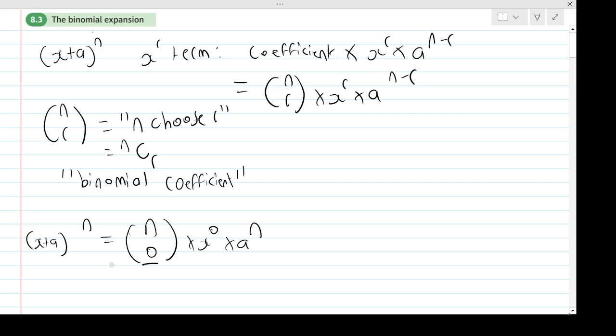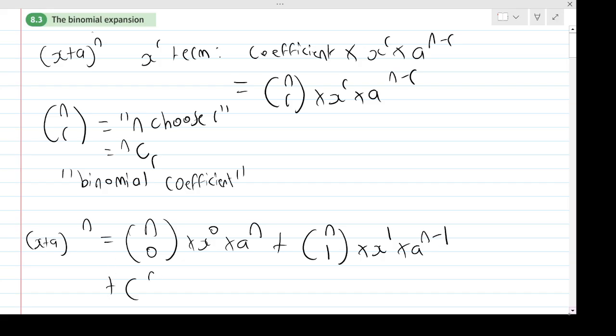Now, remember, we start from 0, not 1 here, because we have powers of 0, okay? Now, that x to the 0 is just a constant as well, but we'll leave it there for now. So that's the first term. Then we would have n choose 1. That's the coefficient of the first term, times x to the 1, that's when the power is 1 for x. Then the other power for a is going to be then n take away 1.